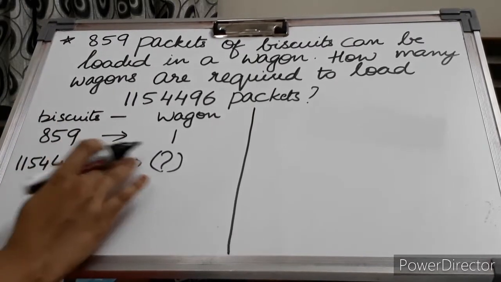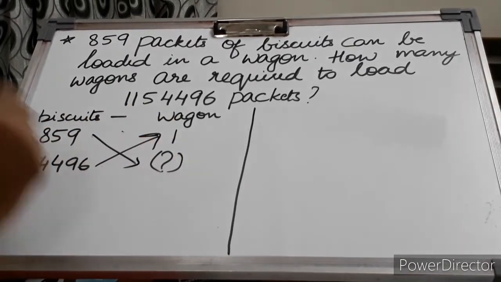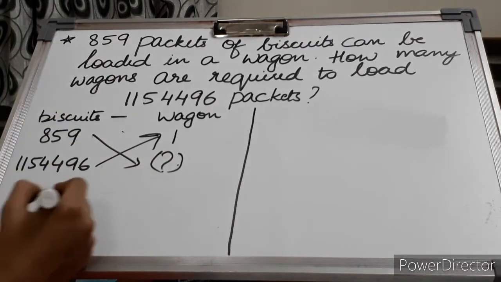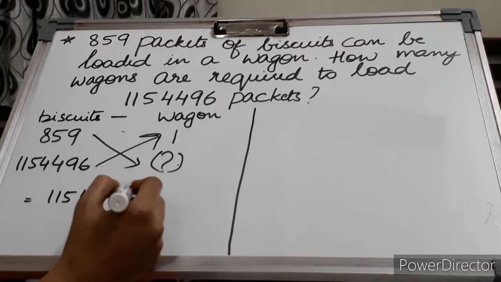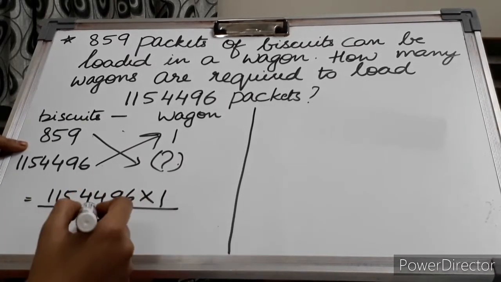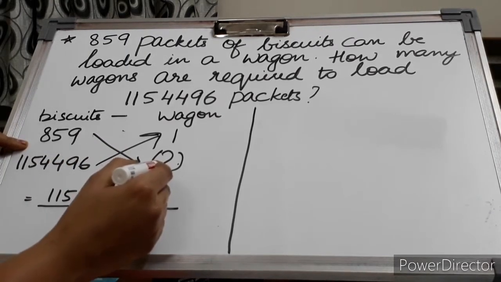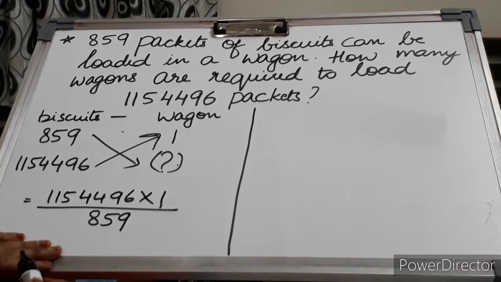Okay, so first what we have to do here? Cross multiplication again. So let's do cross multiplication here. Now what will we multiply here? Here we have to find this. So it will be 1154496 into 1 divided by the smaller number 859. Okay. So this is the way we have to do the spoon feeding method.